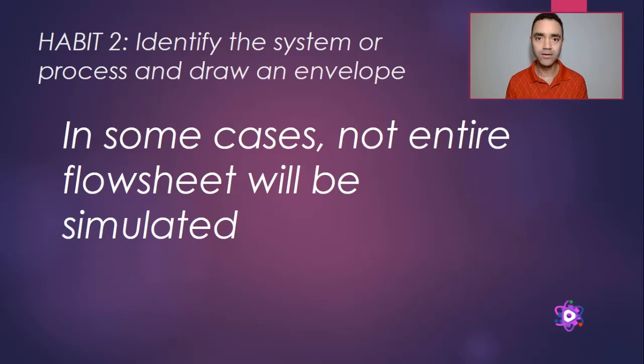Identify the system or process and draw an envelope. In some cases, not the entire flowsheet will be simulated. Once you have the objective in your mind, it's time to define the boundaries for your process simulation. Sometimes you just need to simulate only equipment or only one unit of your process.